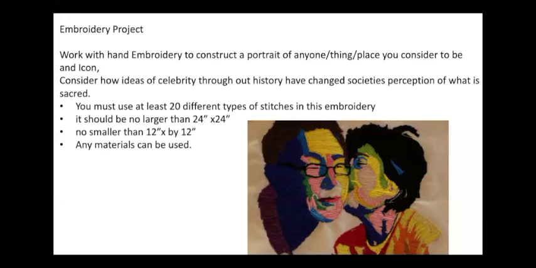For your embroidery project, or the first project in class, you'll be working with hand embroidery to construct a portrait of any one thing or place you consider to be an icon. Consider how ideas of celebrity throughout history have changed society's perception of what is sacred. You must use at least 20 different types of stitches in this embroidery. It should be no larger than 24 inches by 24 inches, and no smaller than 12 inches by 12 inches. Any materials can be used.